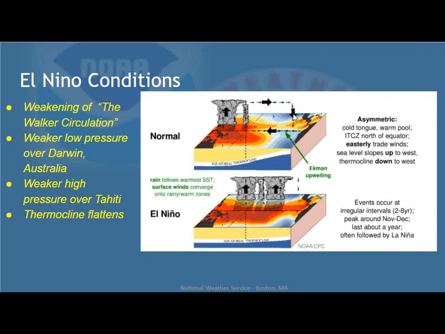So under El Nino conditions, you have a weakening in the easterly trade winds. So this results in reduced Ekman upwelling, and then the thermocline flattens. So as a result, you have more rainfall over some of the eastern portions of the Pacific than you might see otherwise under normal conditions. And then in some cases, drier conditions over the maritime continent and Australia. And these conditions can actually have impacts on the jet stream as well, we're going to talk about in a minute here.